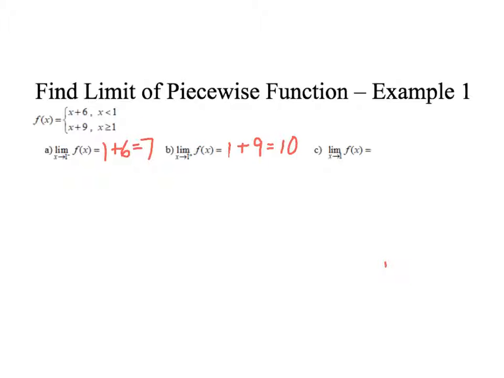And therefore, the limit as x approaches 1 does not exist. The reason is simply because the left-hand and right-hand limits are not equal.